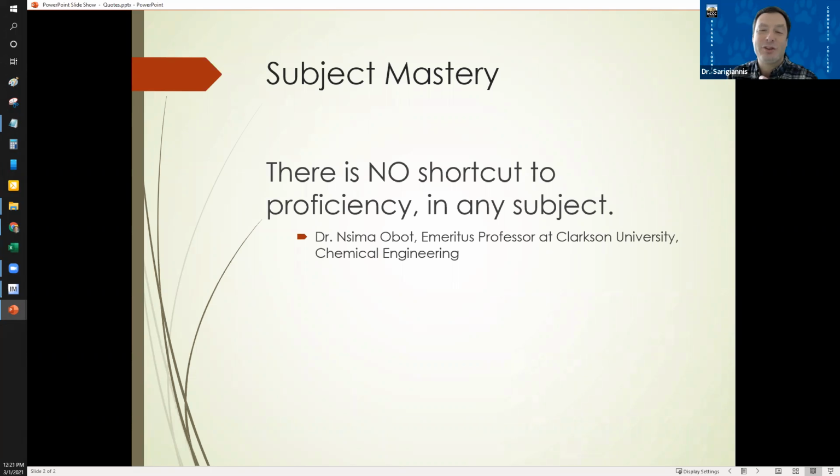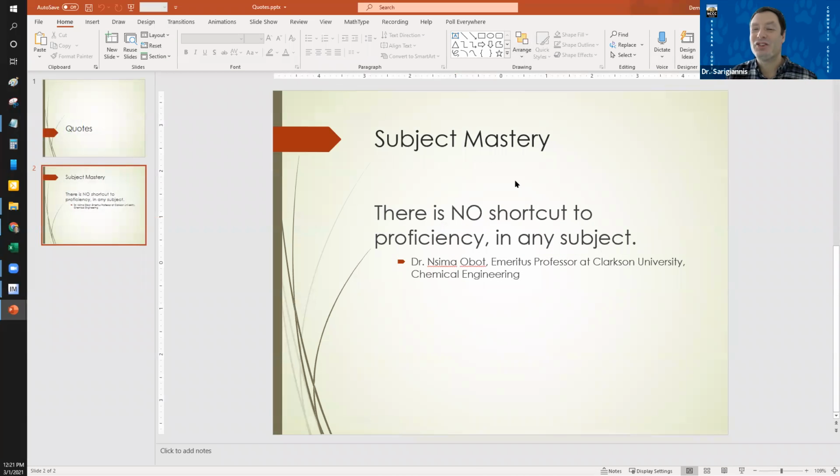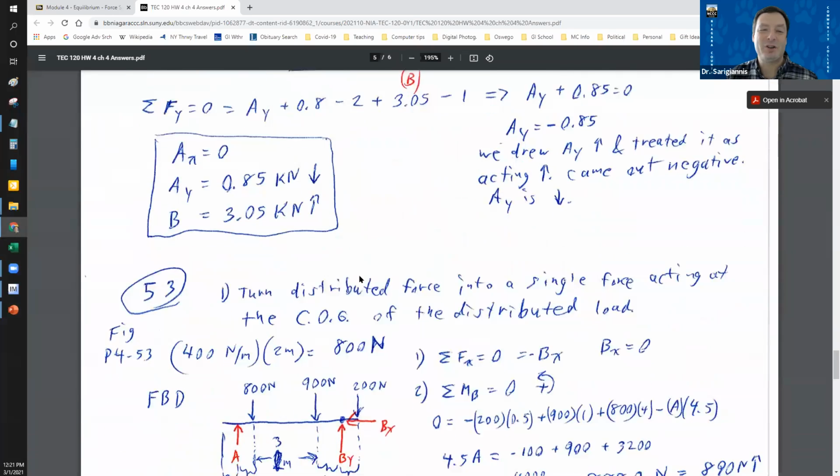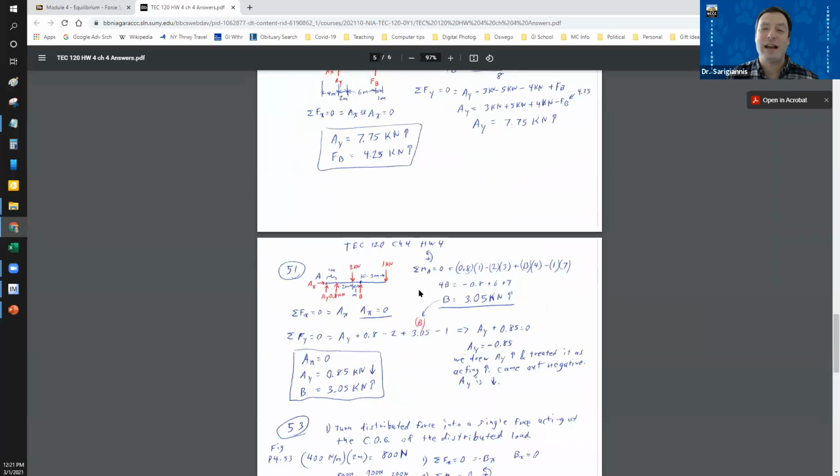But you have to struggle through this homework to actually get good at doing the problem. So that's my little spiel on homework and such. Are there any specific questions on homework 4 that you want me to go over now?